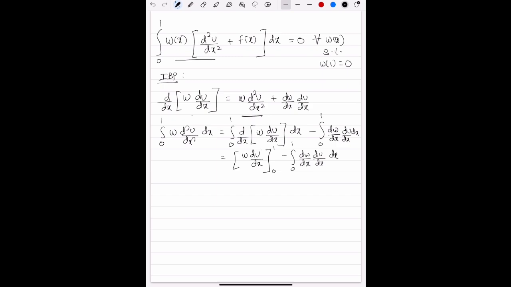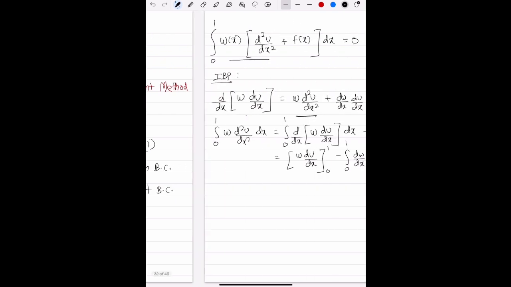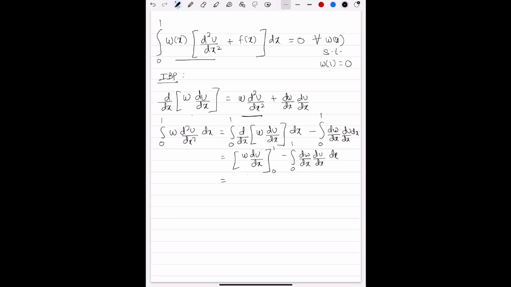Now we know that at x equal to 1, w of 1 has been specified to be equal to 0, and so the first term is going to vanish and the only term remaining will be minus w of 0 multiplied by du by dx evaluated at x equal to 0. Further, by the Neumann boundary condition, we know that at x equal to 0, minus du by dx is equal to a constant h. Using that, the first term over here can be written as w of 0 multiplied by a constant h, and the second term remains as it is, integral 0 to 1 dw by dx du by dx.